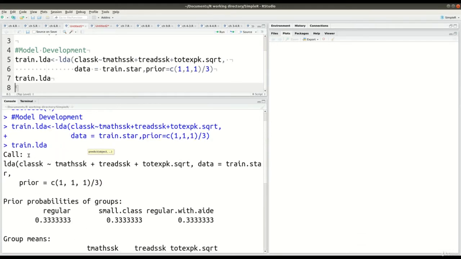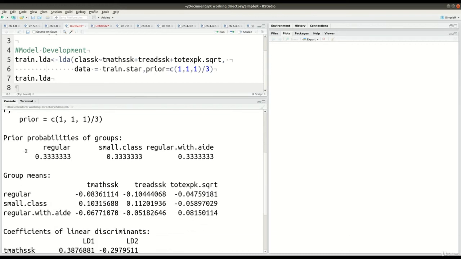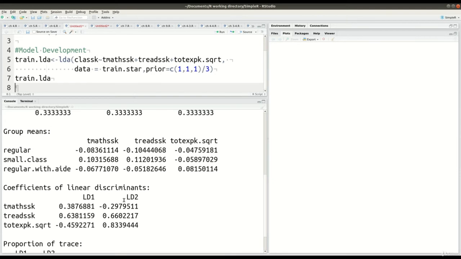At the top, you can see it just gives us the formula that we put in lines 5 and 6. Nothing surprising there. And there are the prior probabilities of the groups. This is what we expect the proportions to be, because this is what we have in our data so far. Under group means, it tells you the means for each particular group. The average score for regular was negative 0.08. This is in comparison to something, by the way. Small class was 0.1 above the mean. Regular was 0.08 below the mean for math score, etc. So these are the differences between the groups based on their means.